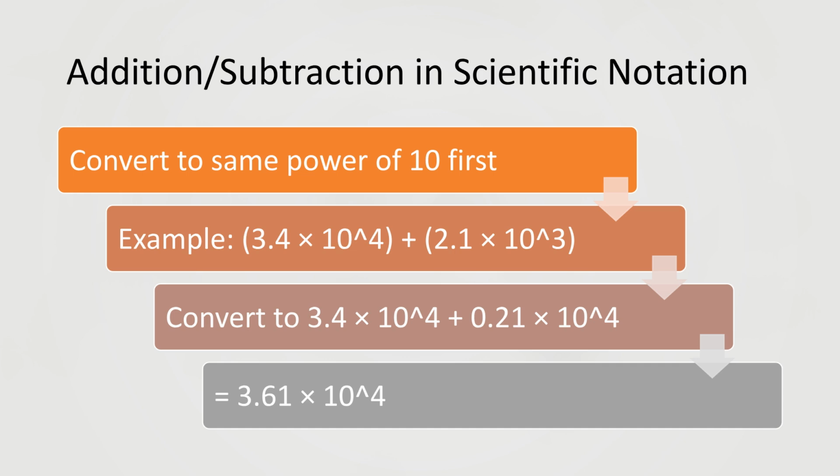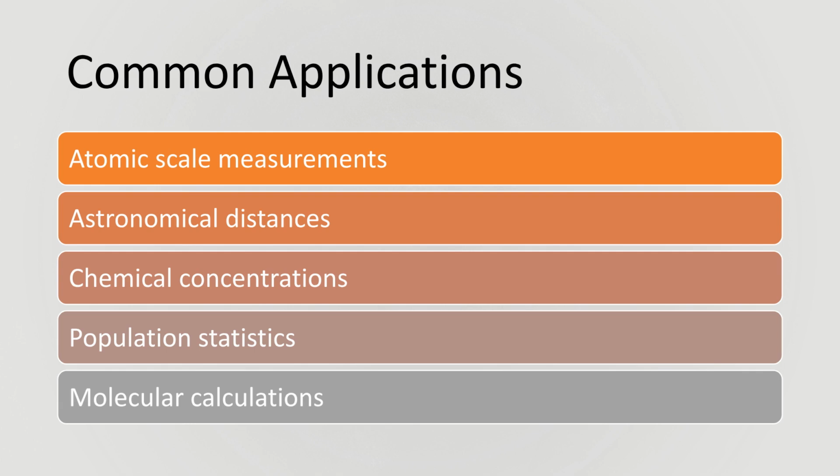For addition or subtraction in scientific notation, you must first convert the numbers to the same power of 10. For example, to add 3.4 times 10 to the power of 4 and 2.1 times 10 to the power of 3, convert the second term to 0.21 times 10 to the power of 4. Resulting in 3.61 times 10 to the power of 4.